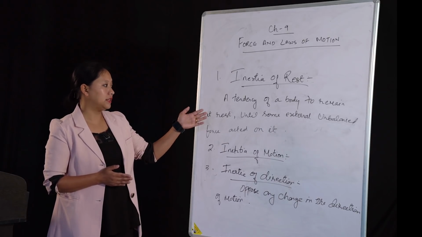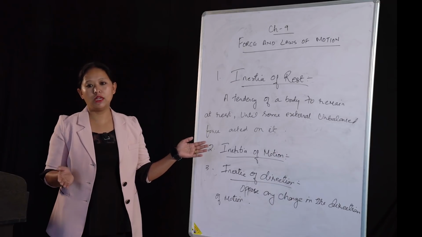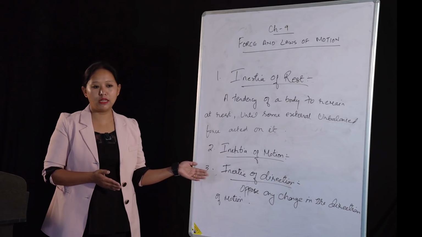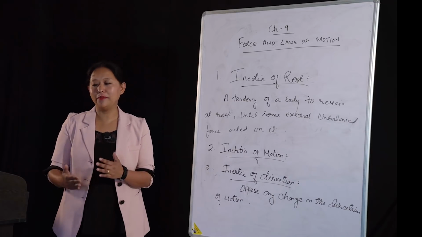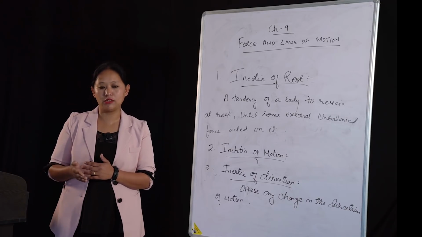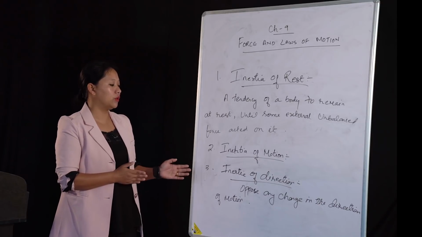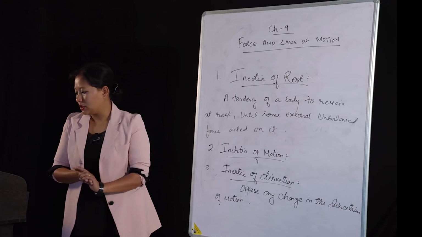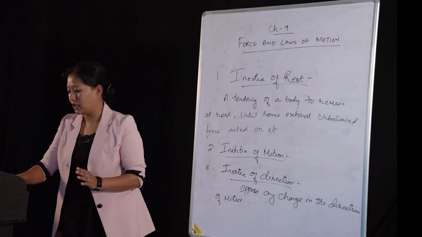Inertia of rest is the tendency of a body to remain in its state of rest until some external unbalanced force acts on it. And inertia of motion is the tendency of an object to continue to be in a state of motion until some external unbalanced force is applied on it. And inertia of direction is the tendency of a body to oppose any change in the direction of motion. So this is all about Newton's first law of motion.